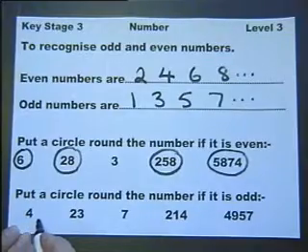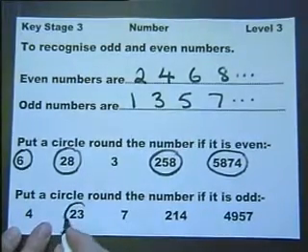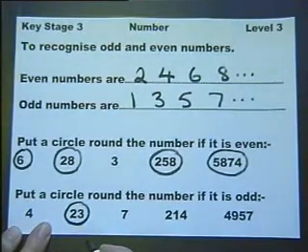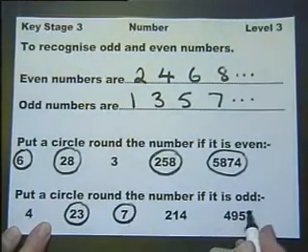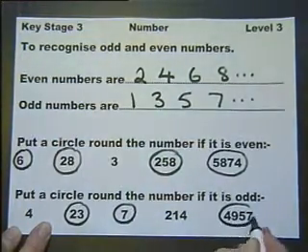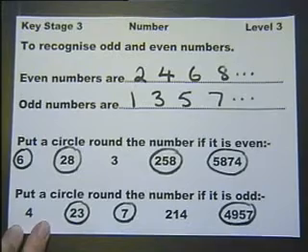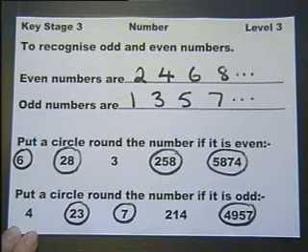Now, which ones are odd? If it ends in an odd number, 1, 3, 5, 7 or 9, it must be an odd number. So it doesn't matter how big the number is, if it ends in an odd number, then the number itself must be odd.